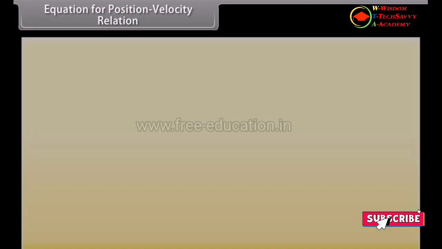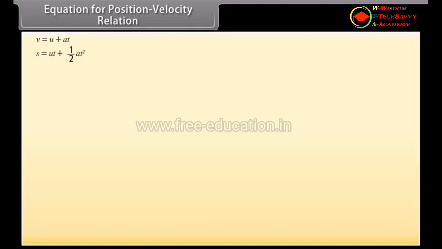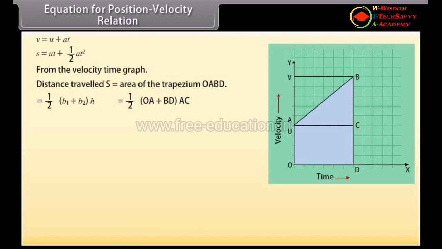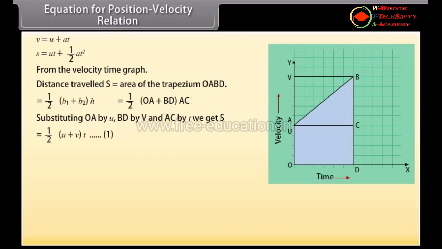Equation for position-velocity relation. The third equation will be obtained from these two equations. From the velocity-time graph, distance traveled s is equal to the area of the trapezium OABD. This is 1 upon 2 into (B1 plus B2) into h, which is equal to 1 upon 2 into (OA plus BD) into AC. Substituting OA by u, BD by v and AC by t, we get s is equal to 1 upon 2 into (u plus v) into t, equation 1.